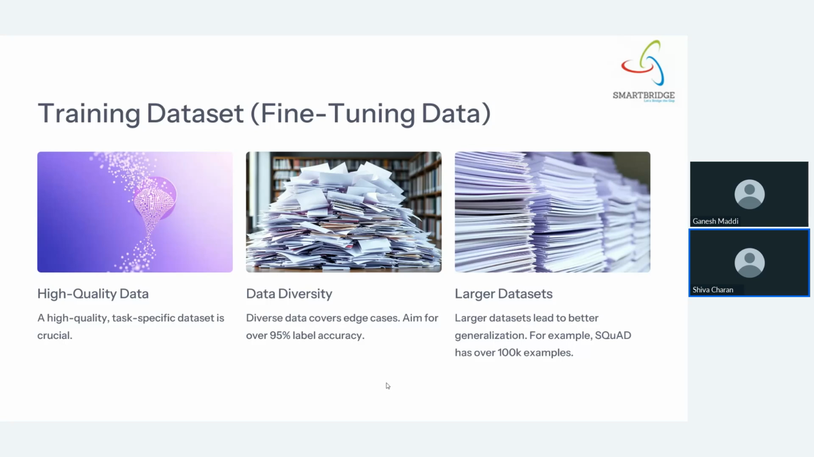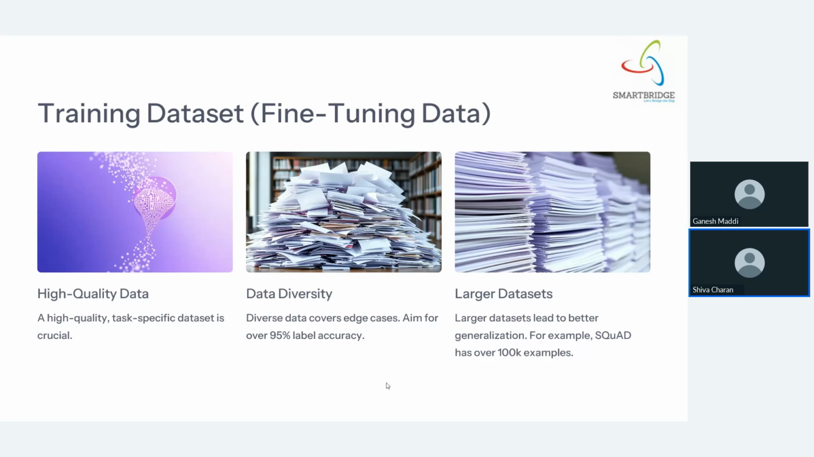And then comes data diversity. What is data diversity? Diverse data will cover the edge cases, and it will also aim for 95% labeled accuracy. So data diversity is nothing but it should cover all the edge cases. Whatever new information you are giving, it should cover the edge cases.